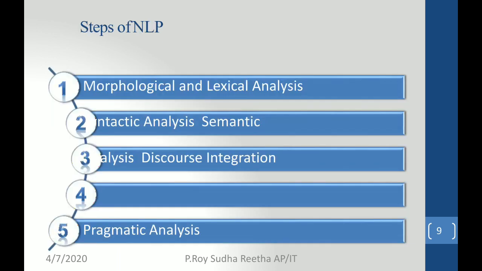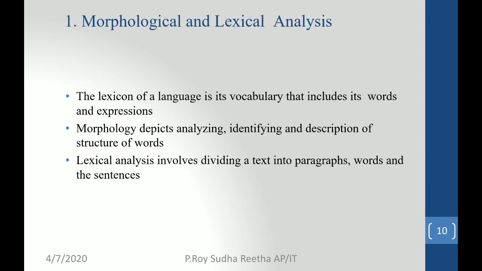We have five steps in natural language processing: morphological and lexical analysis, syntactic analysis, semantic analysis, discourse integration, and pragmatic analysis. We are going to discuss all the steps in detail. The first step is morphological and lexical analysis.